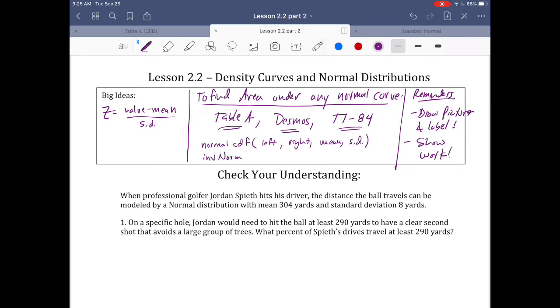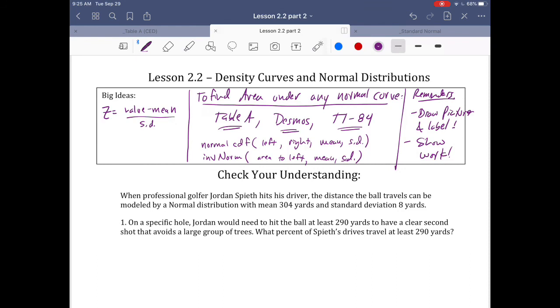Or, of course, you could be using the inverse normal to get the area to left, and then your mean and your standard deviation. As with any device, you do need to use proper syntax to get the right numbers. And then, of course, some reminders: draw pictures and label all the time and show your work, and your showing your work is going to be that.